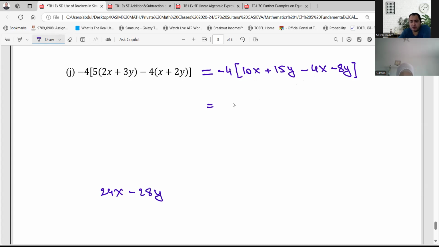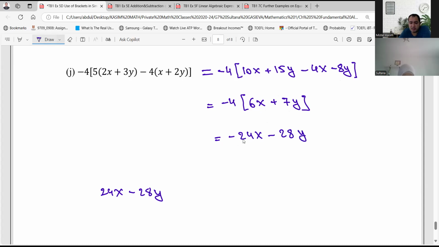We distribute, right, Sultana? And next one, simplify inside the brackets. 10x minus 4x is 6x. 15y minus 8y is 7y. And still we have brackets. Simplify means no parentheses, no brackets, and no like terms. Negative 4 times 6 is negative 24x. Negative 4 times 7 is negative 28y.